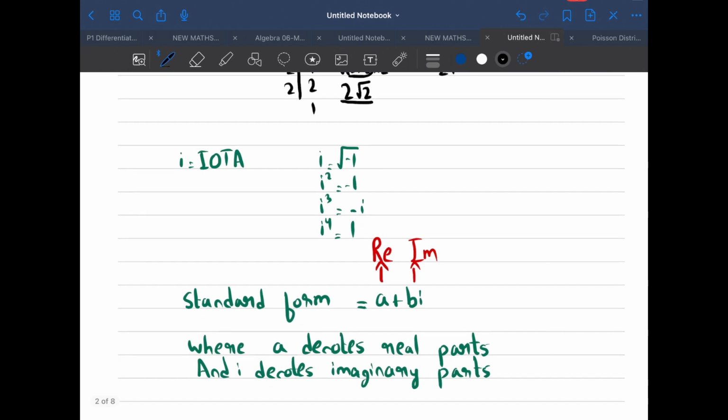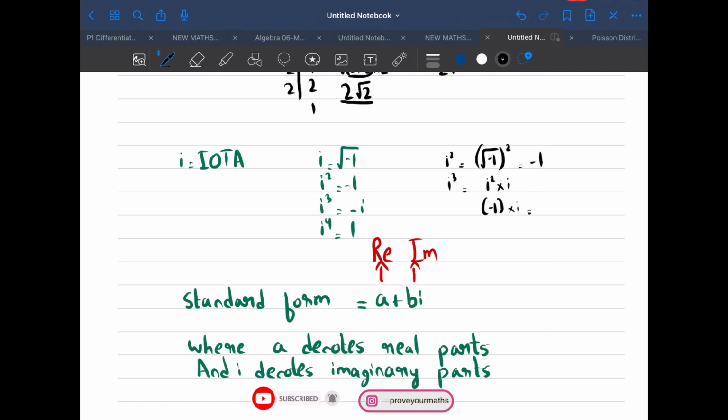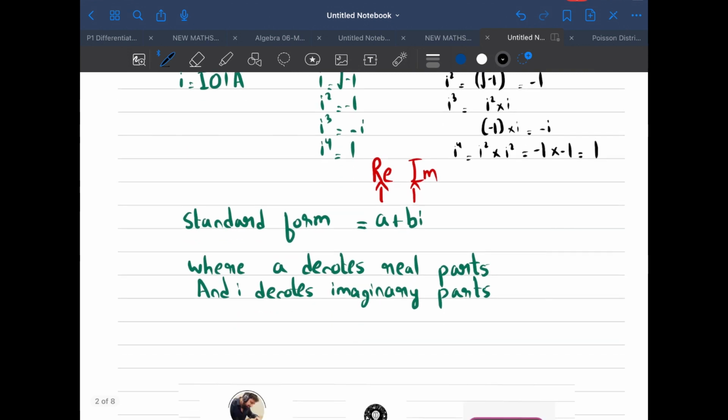Let's proceed further. So I know i is what? Under root -1. What will be i squared? That means under root -1 whole square. That's -1. What will be i cube? It's going to be i squared into i. That will be -1 into i. That's minus i. What will be i power 4? It's going to be i square into i square. That's -1 into -1. That's 1. Got this?